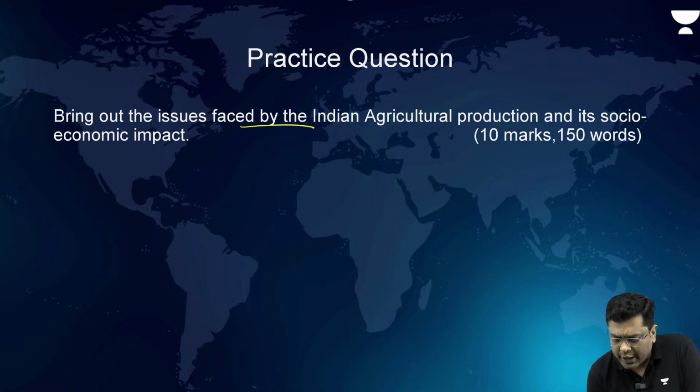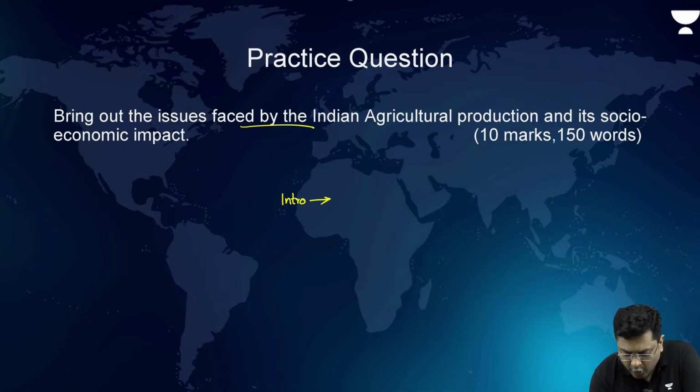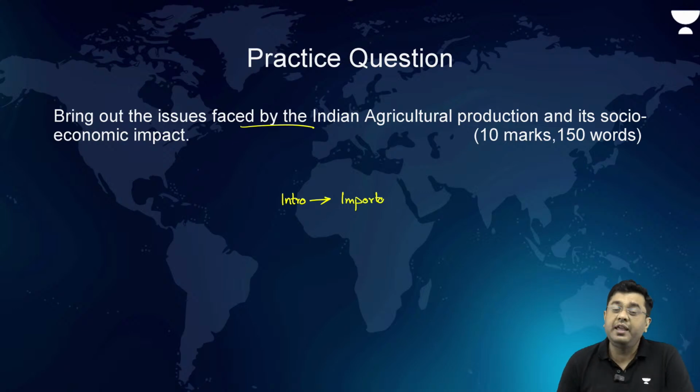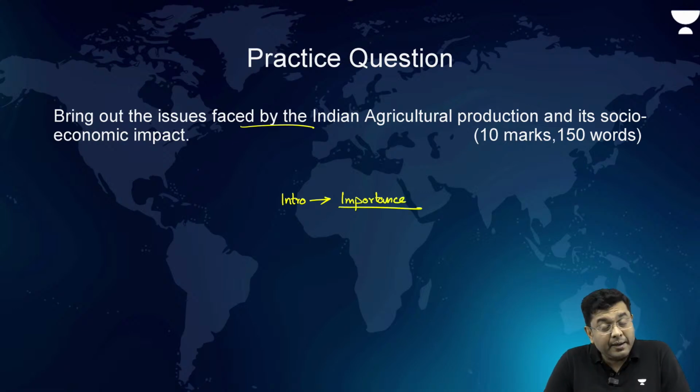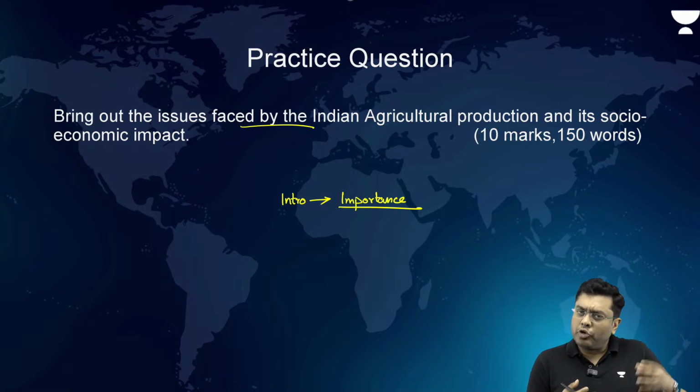So here in the introduction, how do you start? Do you straight away dive into the fact that the Indian agricultural system faces so many drawbacks or issues? No. In the intro, you talk about the importance of the Indian agricultural setup. When you talk about the importance, here you highlight that it employs close to 45 to 50% of the Indian population, who are involved directly or indirectly in agriculture, and they contribute around 15% to the GDP. So that tells you about the importance of Indian agriculture.